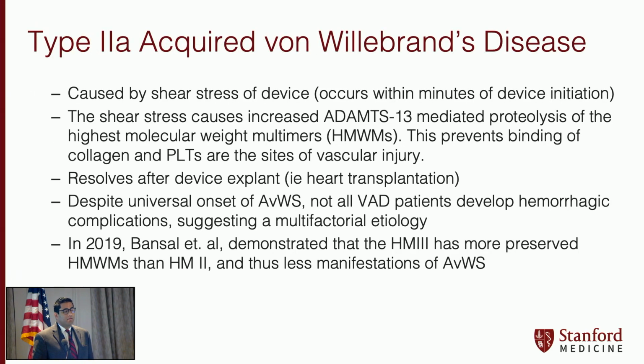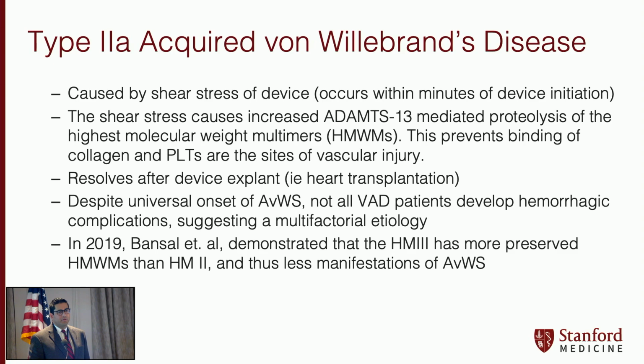Another common coagulation issue that we see with these patients is type 2A acquired von Willebrand's disease. This is actually caused by the shear stress of the impeller, and this starts right away, a few minutes after the initiation of the device. There is a molecular mechanism that includes proteolysis and other things that are not clinically relevant, but know that this device prevents the collagen and platelets from binding together at the site of injury.